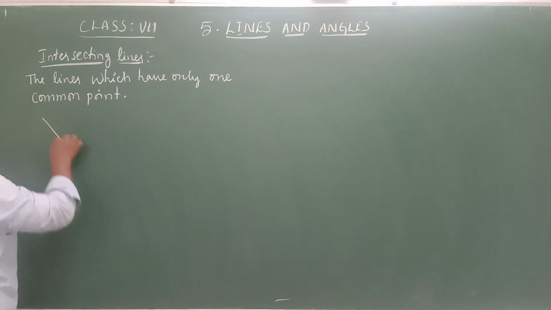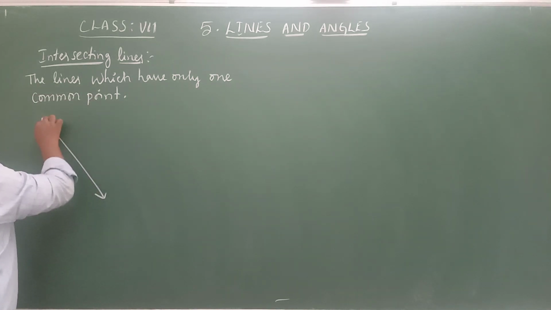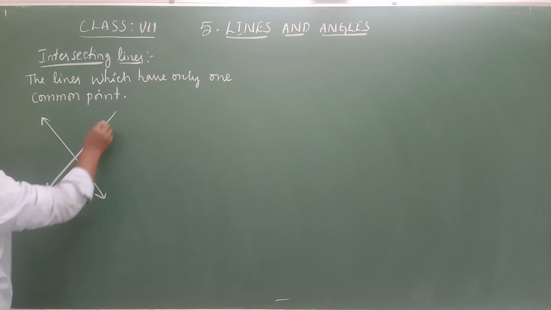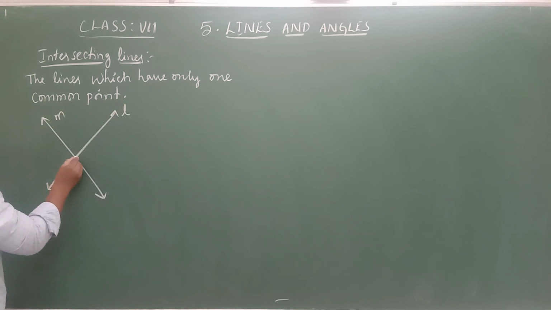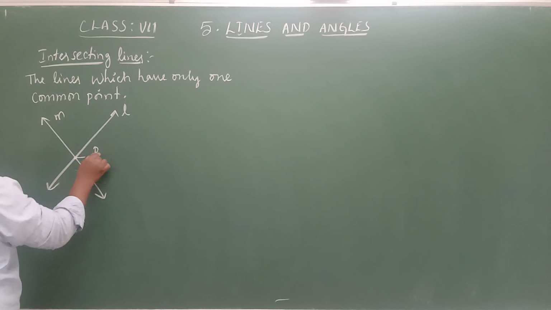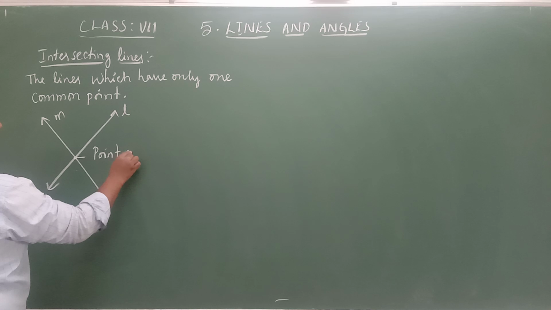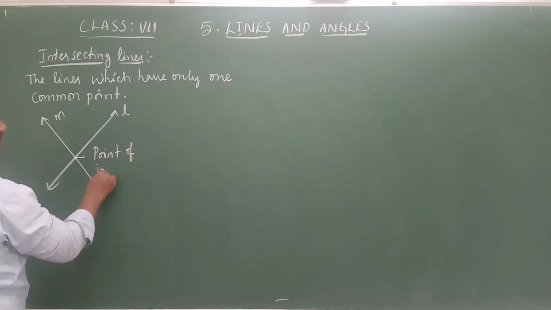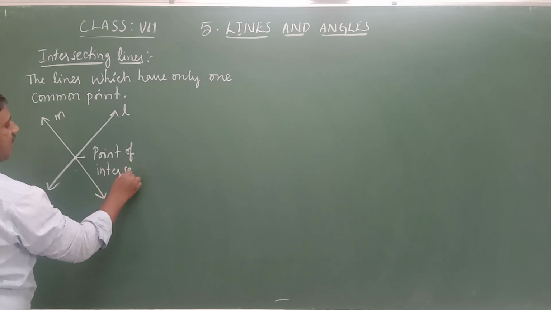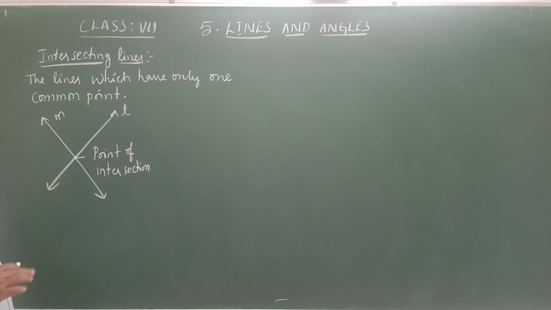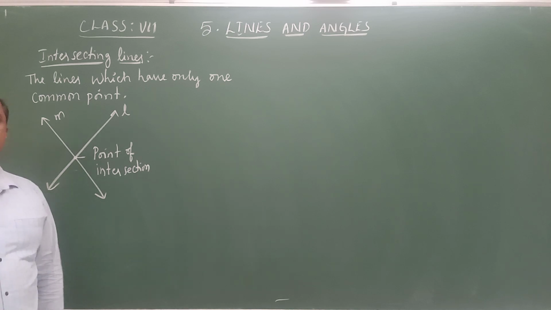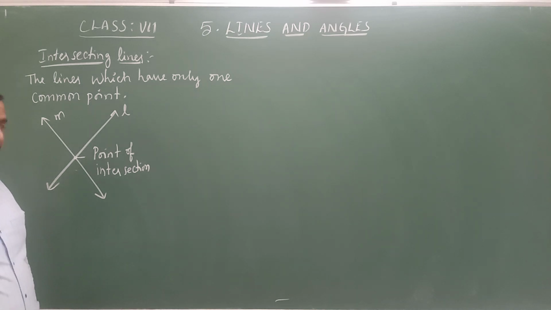Here, you take these two lines L and M. They have only one common point. This is the common point, and this common point is known as the point of intersection. So this kind of lines are known as intersecting lines. They have only one common point.